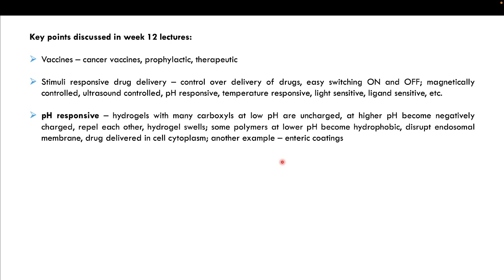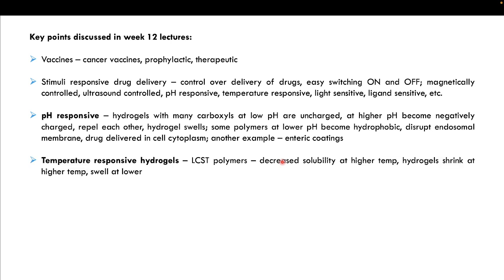The next topic to be discussed is temperature responsive hydrogel. So just like in pH responsive, the signal that is being given is coming from the change in pH, for temperature responsive hydrogels, the signal is coming from the temperature difference. So in this particular drug delivery system, certain kind of polymers are used, which are known as LCST polymers. These are low critical solution temperature polymers.